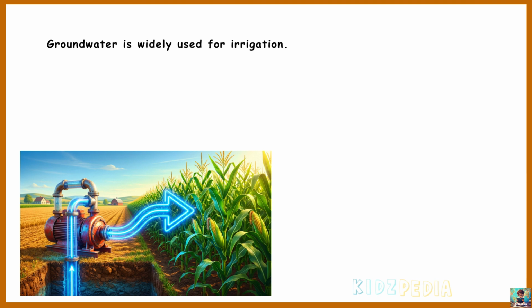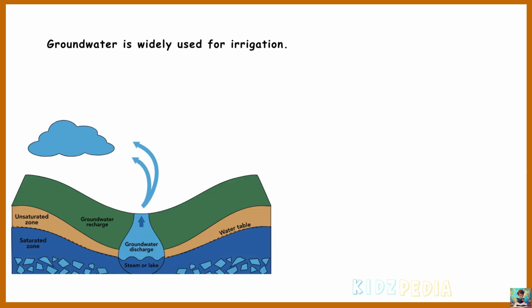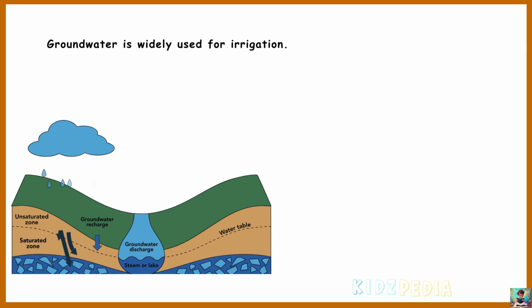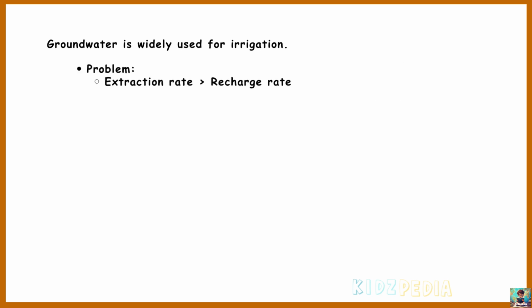So many farmers use groundwater from wells and bore wells to irrigate their crops. Groundwater is the water stored below the surface of the earth. Below the ground, there is a level where water fills the spaces between soils and rocks. This level is called the water table. When it rains, some rainwater slowly goes into the soil and refills the groundwater. But today, in many places, people are taking out groundwater faster than nature can refill it.